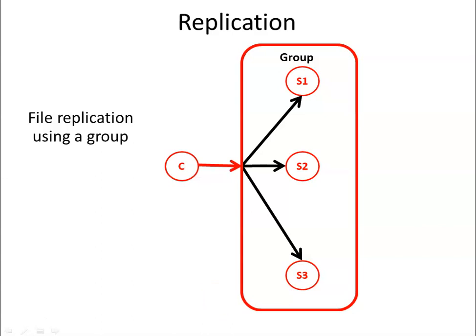Now there are two principal differences between lazy replication and group replication. With lazy replication, one server is addressed rather than a group. The second difference is that lazy replication happens in the background when the server has some free time, whereas with group replication, all copies are made at the same time. So these were different methods wherein replication could be done.